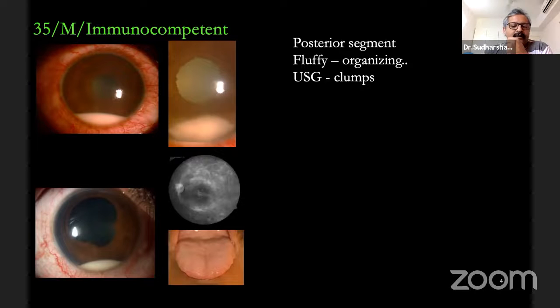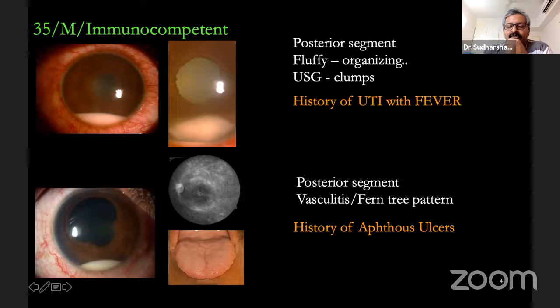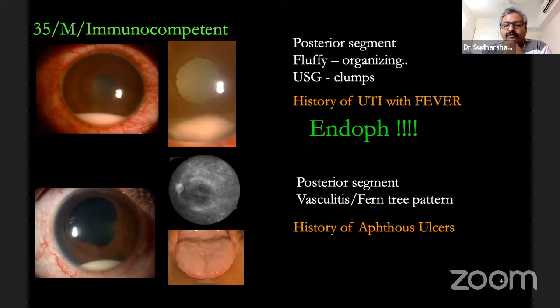Well, the second one, we all know, if we show a picture like this, probably we are dealing with a patient presenting with aphthous ulcers who had vasculitis, and FFA showed a fern-like appearance. Okay, so if a patient has a hypopyon like this with organizing clumps and a yellow glow like this, you are probably dealing with a case of infective uveitis. And in this patient, the history was also suggestive of infective etiology systemically. He had history of urinary tract infection with fever. So this was a case of an endophthalmitis.